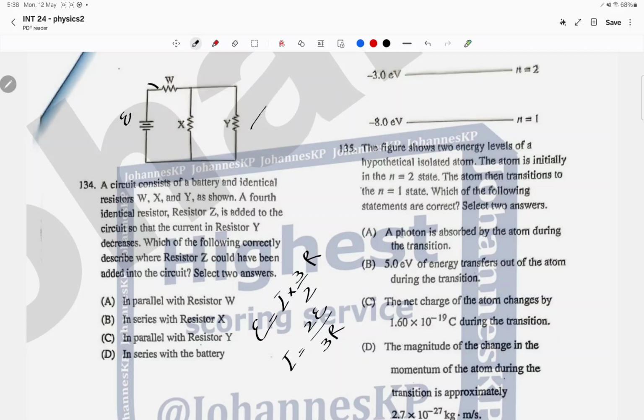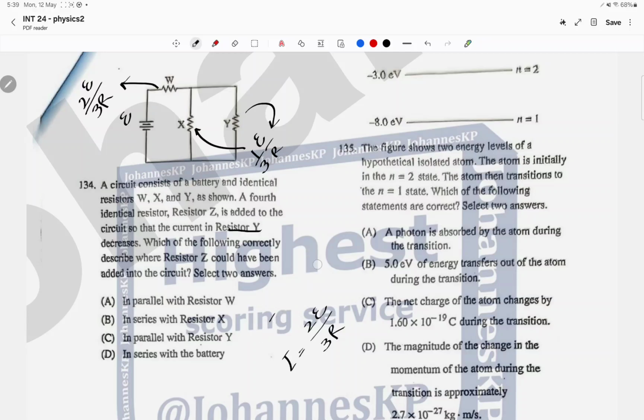The W will get the full I, correct? Yeah. But these ones will get only half. So you get 1/3 and 1/3 and 1/3 currently, right? Now you want to decrease the current in Y.